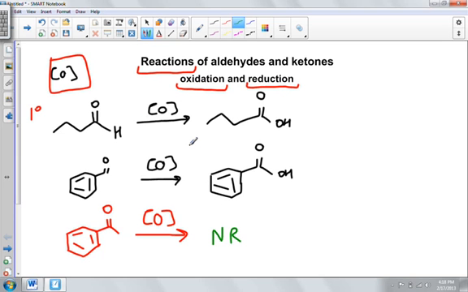So really, the only thing that we're focusing on as far as oxidation goes is the fact that if you have an aldehyde, you can oxidize it further to a carboxylic acid. And if you've got a ketone, you can't do anything. When we look at reduction, we'll see we go the opposite way, from aldehydes back to primary alcohols and ketones back to secondary alcohols.